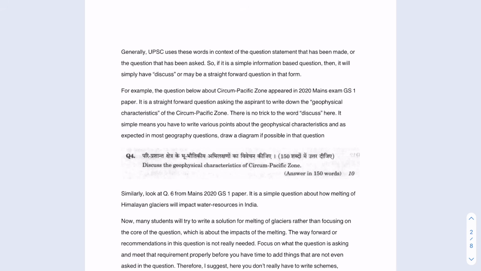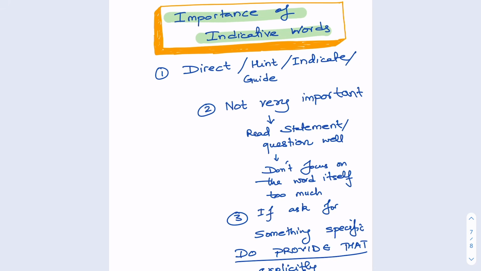This class is going to go into that. So what is the importance of these indicative words? What is UPSC trying to throw at you while they're including these indicative words in the question? Well, the answer is very simple, but let me give you three major points here. First of all, these indicative words are nothing but a kind of direction or indication or a hint or a guide as to how to interpret the question.